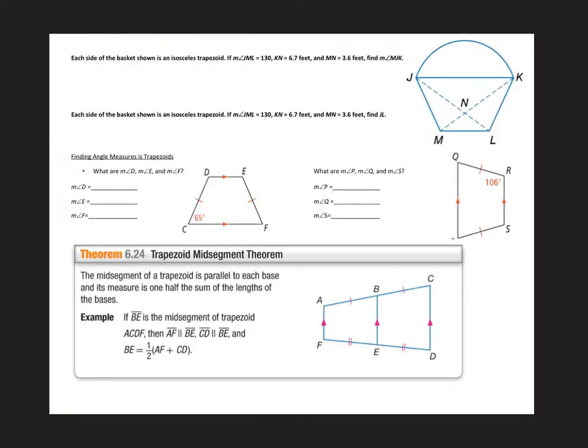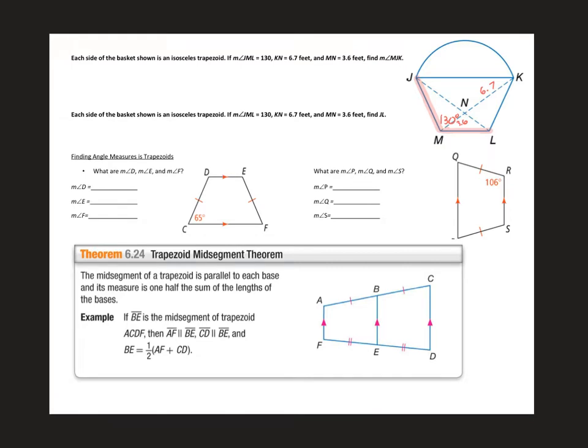Each side of the basket shown is an isosceles trapezoid. If the measure of angle JML is 130 degrees, so I'm just going to highlight that angle, J to M to L, that's this angle right there. That angle is 130 degrees. And it says that KN is 6.7 feet and MN is 3.6 feet. Find the measure of angle MJK.